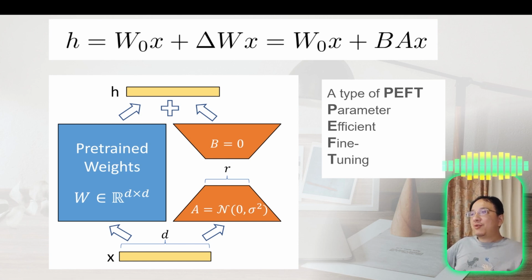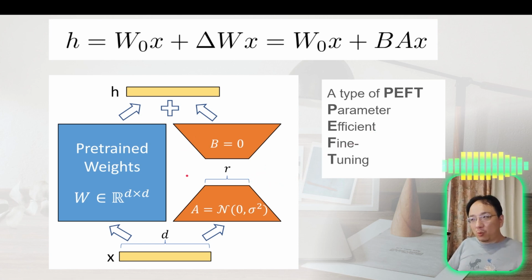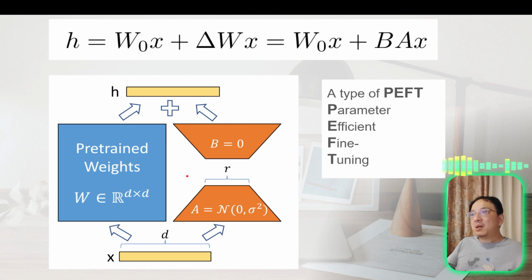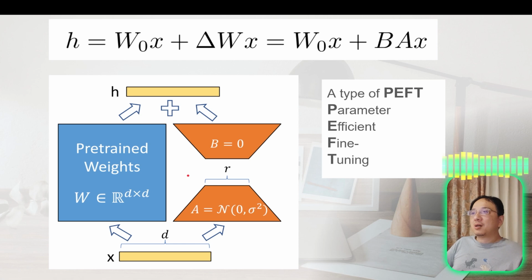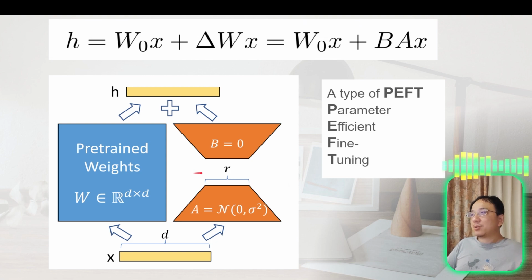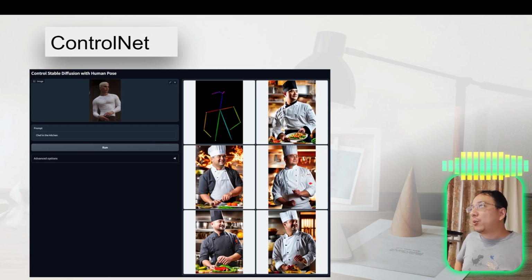There are many other different ways to do fine-tuning with very limited parameters. This kind of fine-tuning is called parameter efficient fine-tuning. So in fact, this is not the only way to do PEFT, but this one is a common way, and it works pretty well on various applications. For the last part of this lecture, we're going to talk about ControlNet.